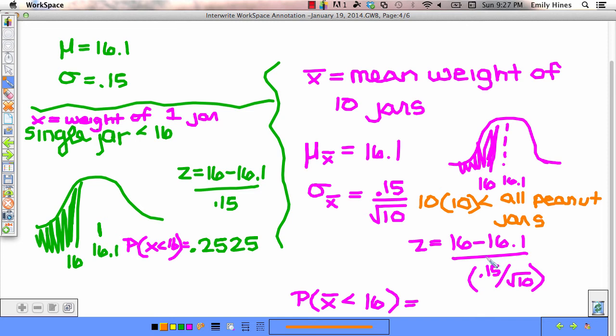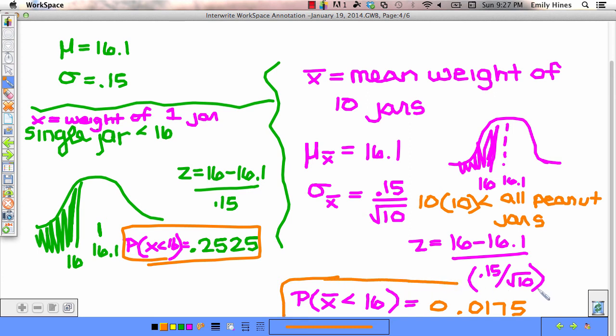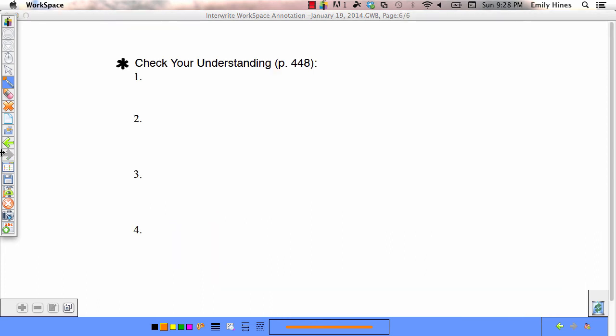Okay, so here's my mean. I take my z-score, plug it into the calculator, and I get 0.0175, which backs up my original thing, because notice that this probability of one jar being less than 16 is quite a bit higher than the probability of the mean of 10 jars being less than 16. This is about 25%, and this is about 2%. So there's a much bigger chance that my single jar is going to be less than 16 than the mean weight of 10 jars. Okay, so check your understanding.